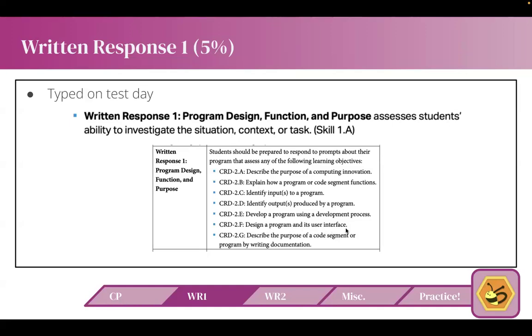Design a program and its user interface. That's quite literally designing how your program is going to look, right? How your user is going to interact with your program. And then this last one is describe the purpose of the program. It's essentially just saying what is it doing? What's the purpose of it? And writing documentation is saying how did you use comments or other documentation to note what you did in your program.